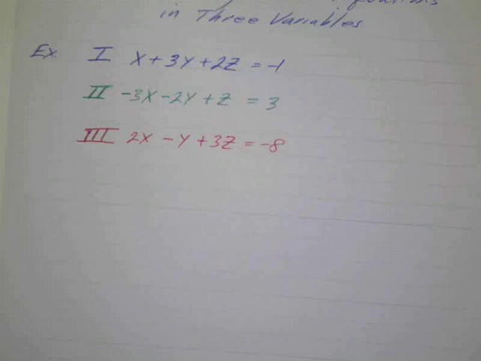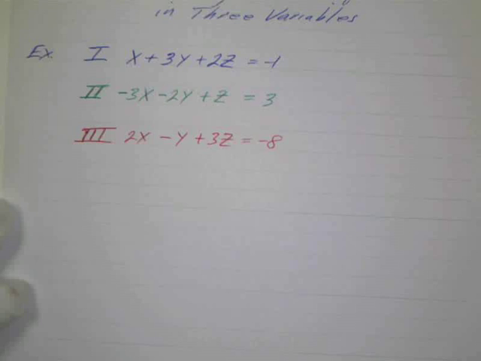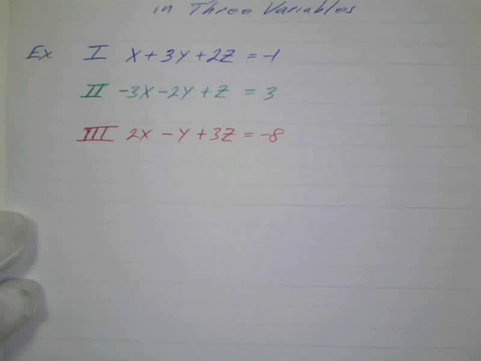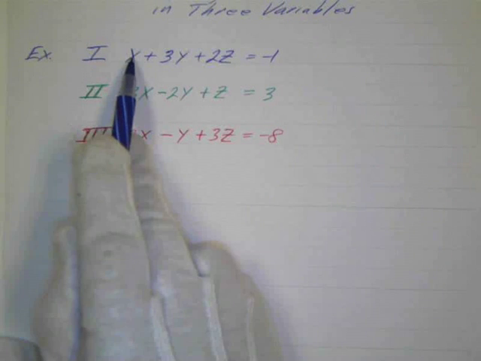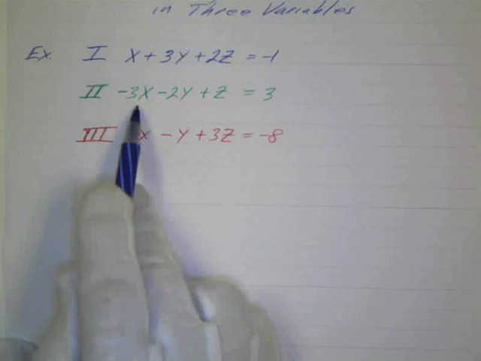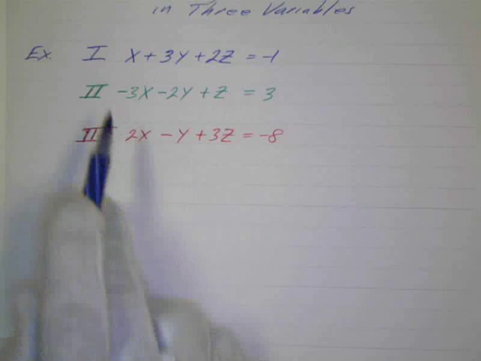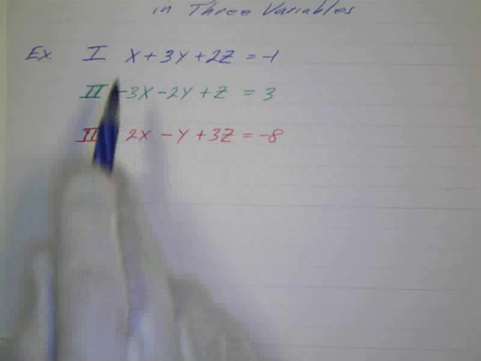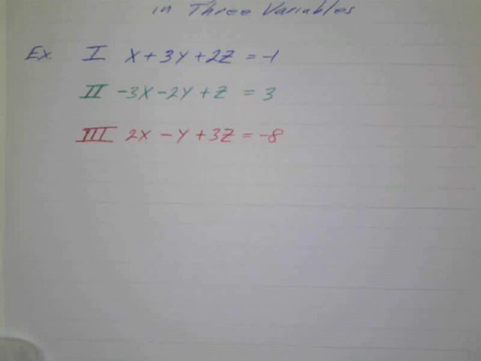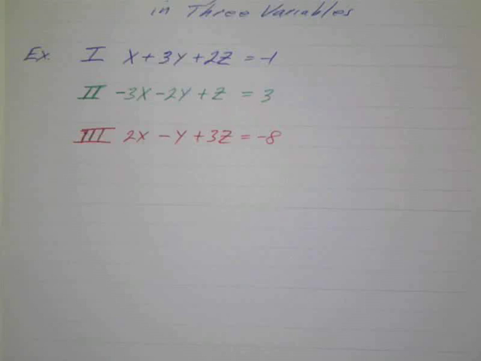So when I look at these three equations, equations 1, 2, and 3, I've got three variables: x, y, and z. It seems like if I multiply this by 3, I can get the x's to cancel. And if I multiply this by 2, I can get the x's to cancel in equations 1 and 3, or 1 and 2. So I'm going to use a pair of equations to eliminate the x twice, and then I'll end up with two equations with two unknowns. So let's just do that.